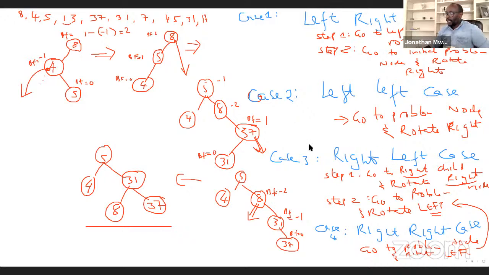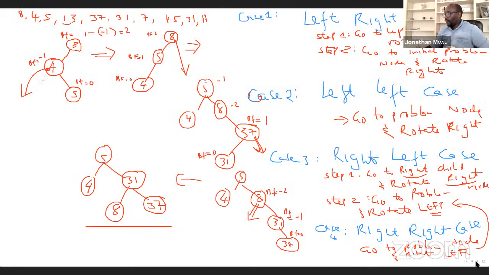Now let's make another example, just to show a couple of things. So we had 7 coming through. Let me write this down. We have 5 here, we have 4. We have 31, we got 8, and we got 37.